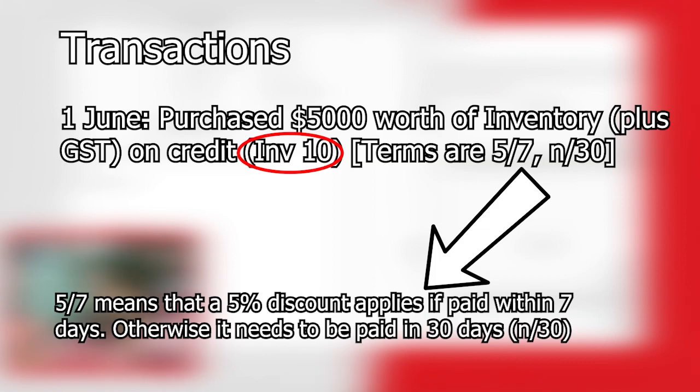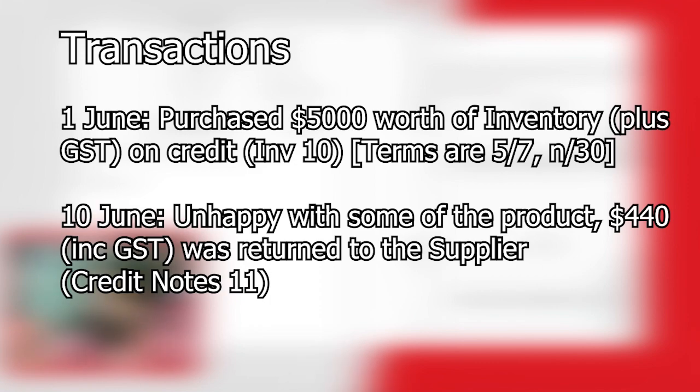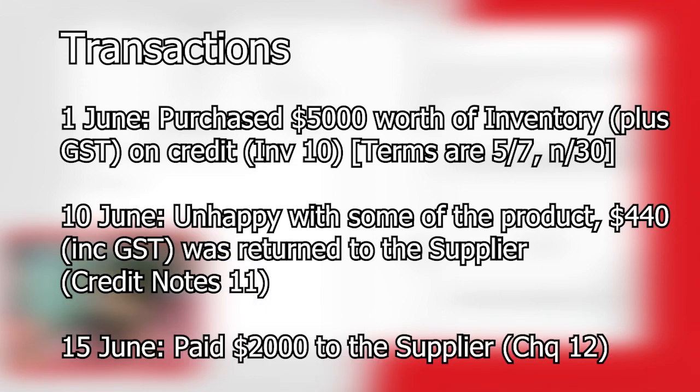Anyway, on the 10th, unhappy with some of the product, $440, including GST, was returned. This is credit note 11. The source document here, anytime there's a return on credit, it is a credit note. And on the 15th, we paid $2,000 to a supplier. Check 12. That's just a basic cash payment.